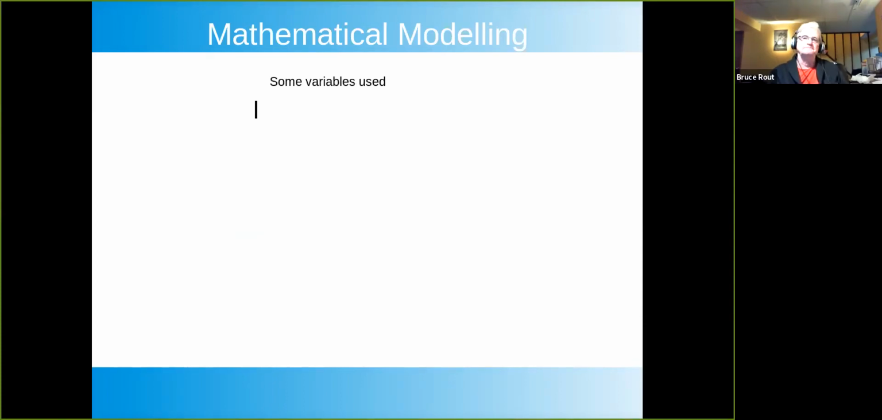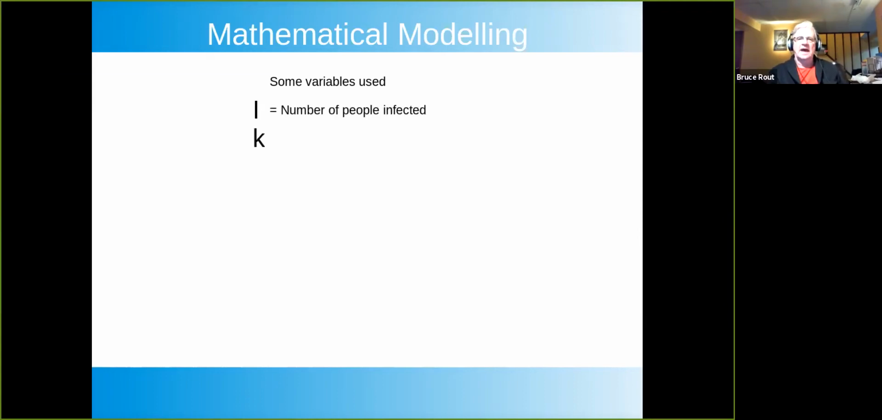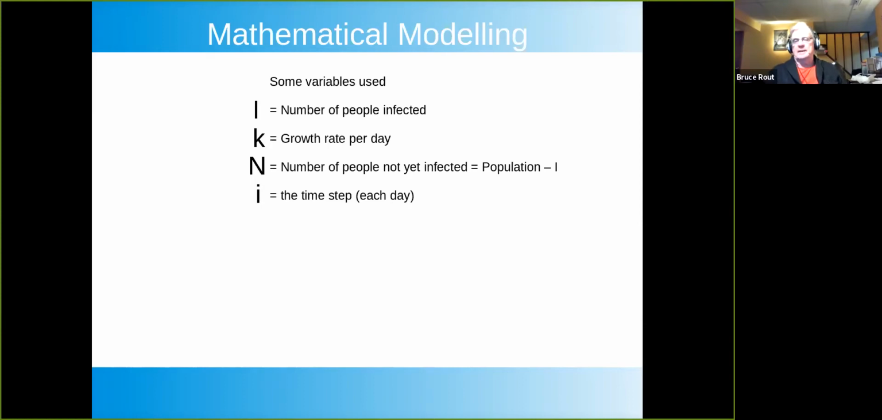So for this model, I, the capital I, will represent the number of people infected. K will represent the growth rate per day. That's how fast this thing is growing per day. N will represent the number of people not yet infected, which is very easy. That's the population minus the number of people infected. Little i represents the time step of each day.